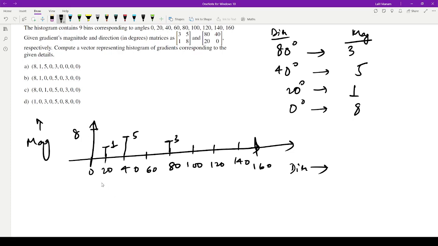Option A. Yeah. So it's just 8, 15, 0, 3 and then zeros. Yeah, it's option A. Okay. I mean, this is how the descriptor part is made. That's why, to understand that part, this question is given. That's all. Okay, we move on to the next question.